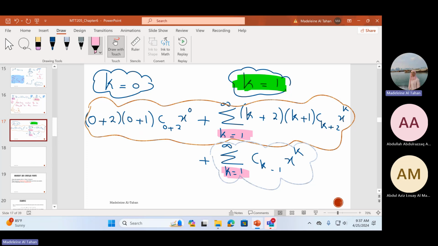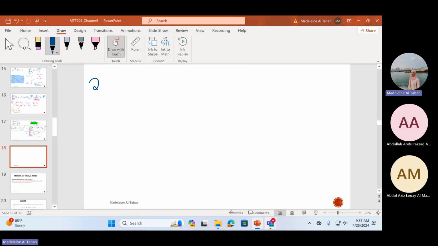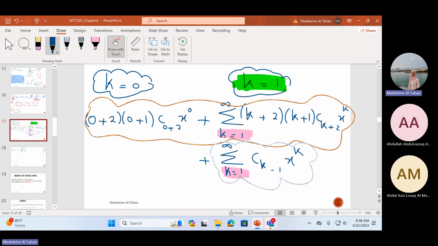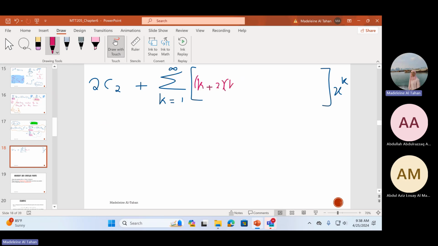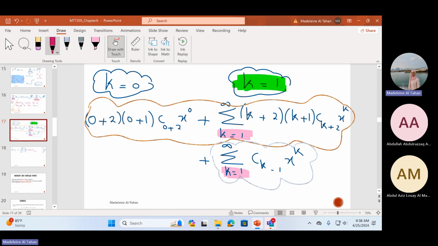So what's the next step? We will get 2c2 plus the sum from k equal 1 to infinity. What's the common factor between them? x^k. What's the coefficient of x^k here? k plus 2, into k plus 1, k plus 2.